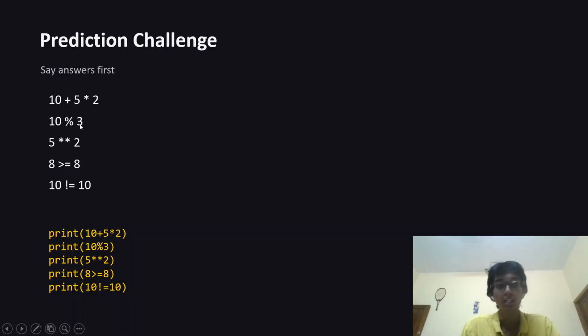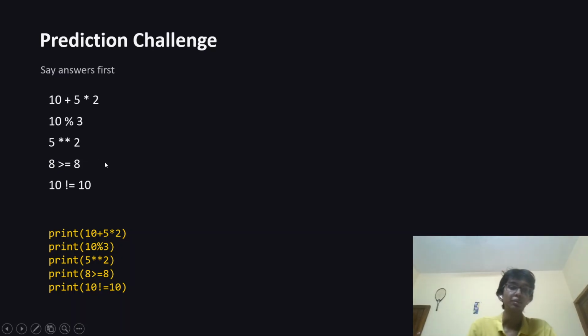10 modulus 3. We have to understand that modulus gives you the remainder, and 10 divided by 3 will give the remainder as 1, because 3 times 3 is 9, so the remainder will be 1. Double asterisk is used for exponentiation, and the first number, on the left, will be the base and the second number is going to be the exponent. 5 star star 2 is basically 5 squared, hence the value is going to be 25.